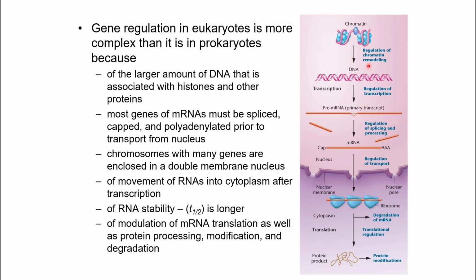And so most of our genes that then get turned into mRNAs, they need to be spliced, they need to be capped, they need to have the poly A tail put on, and then as they exit the nucleus and move into the cytoplasm, they will be transcribed by the ribosome and then translated. And so all of this necessitates more points at which we can have regulation of gene expression.